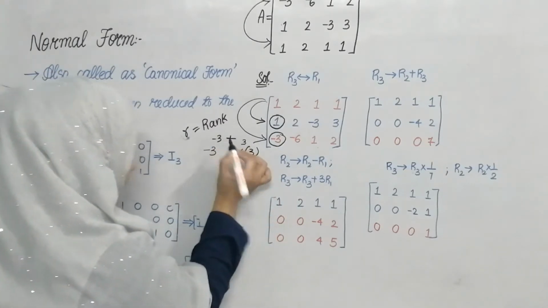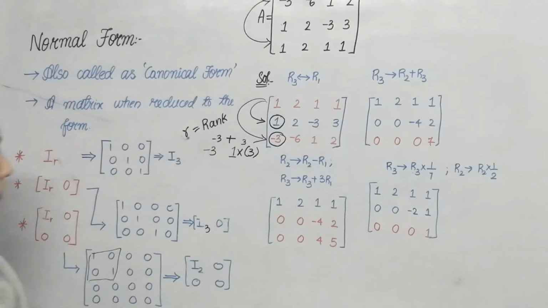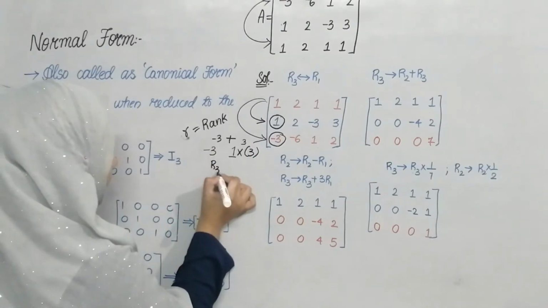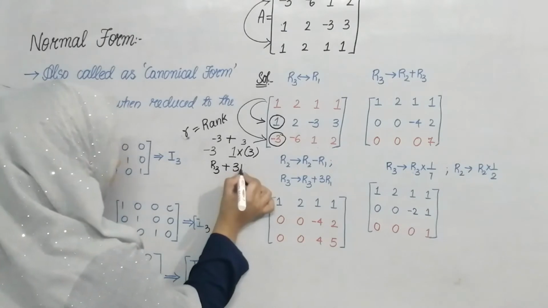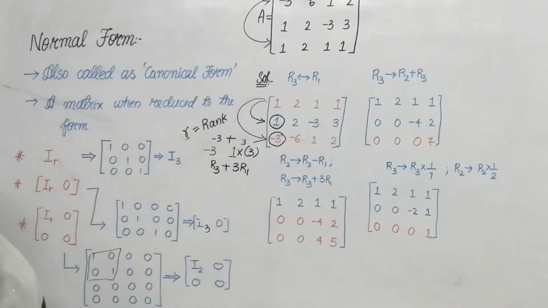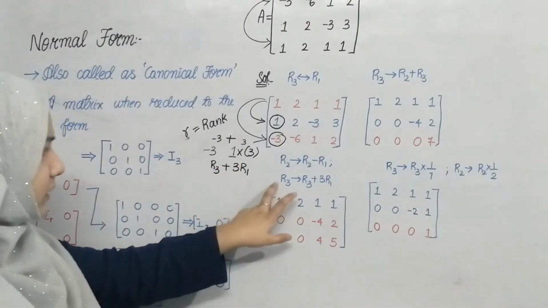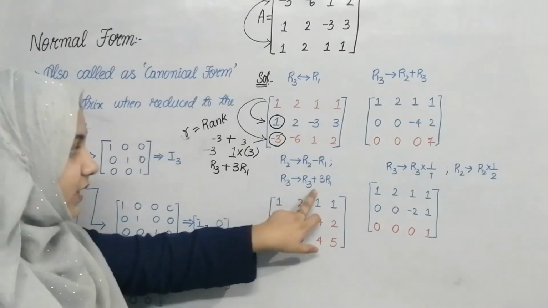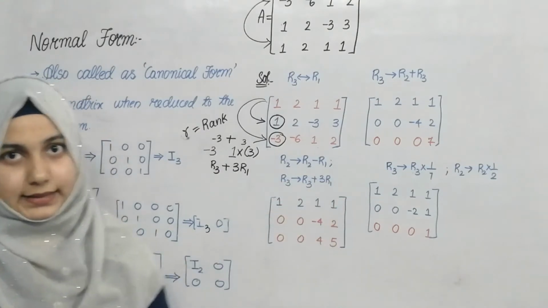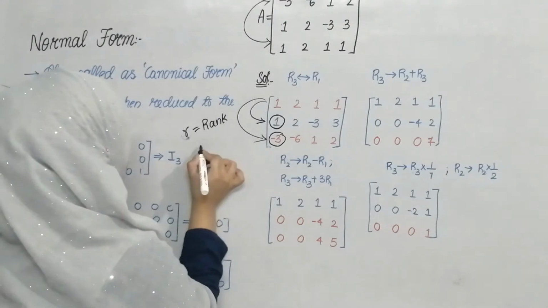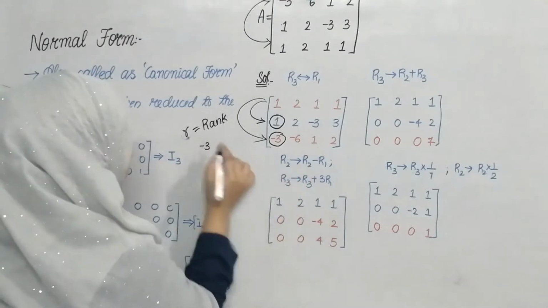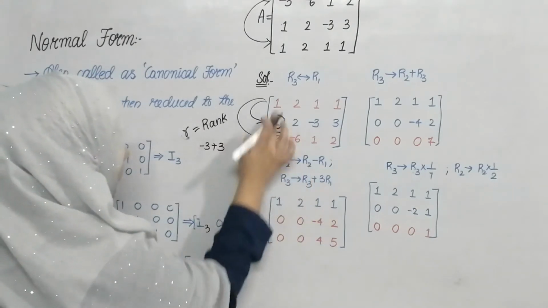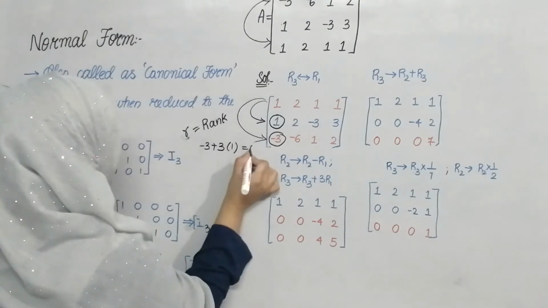This is minus 3, this is plus 3. What should be there between them? Plus, right? So that means R3 plus 3 times R1. You need to perform the operation on the entire row. This will be R3 plus 3 times R1. So let's see here: minus 3 plus 3 into what is R1? 1. So obviously this will be 0.